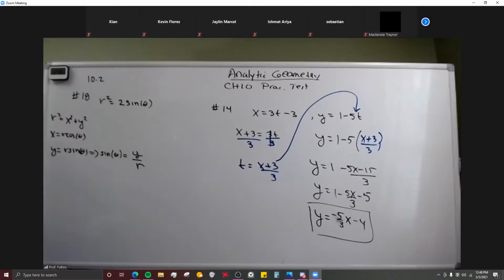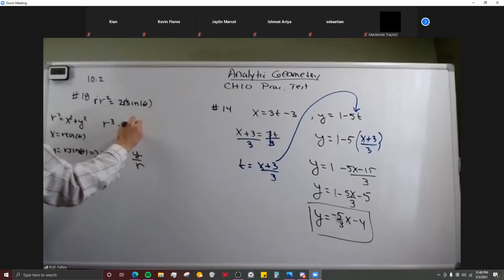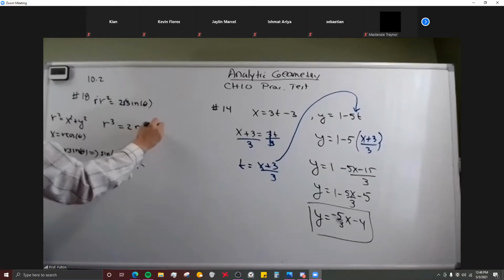Now another approach to this, if you don't want to go this route, is very simply, I'm going to multiply both sides times r. So what do I have over here? r cubed. It's algebraically the same thing. So it's r cubed equals 2 times r sine of theta.